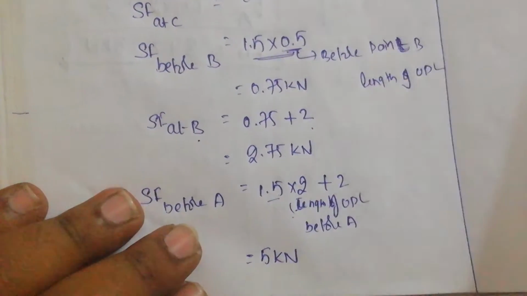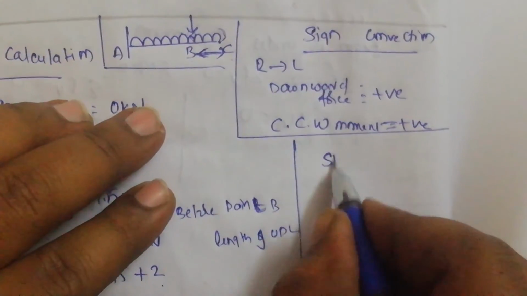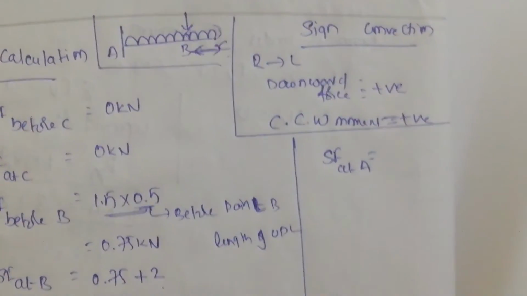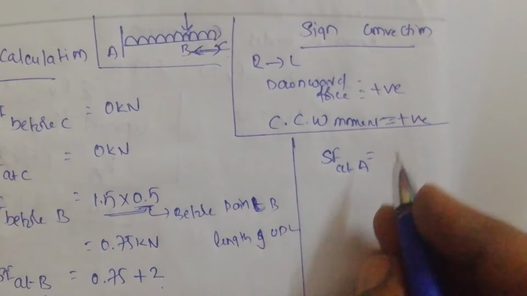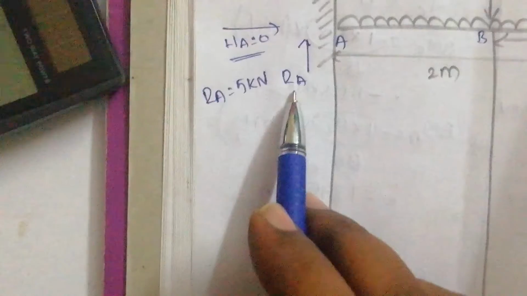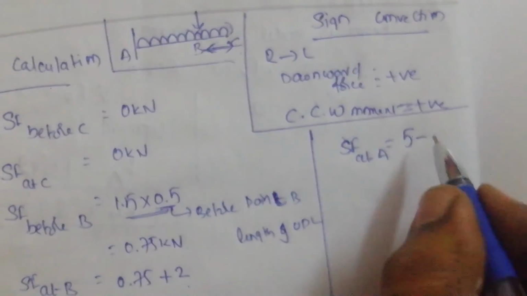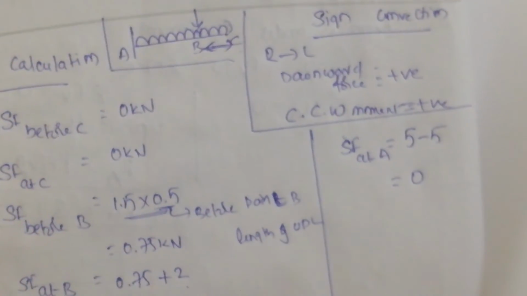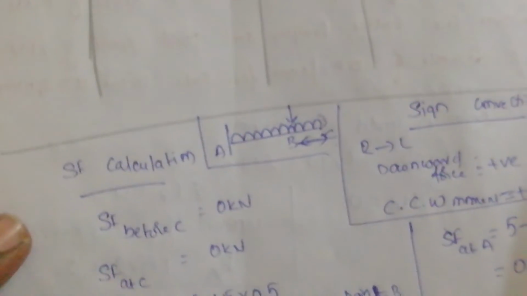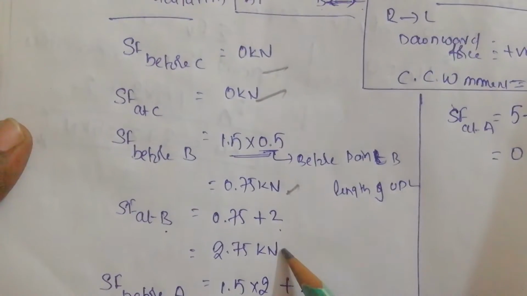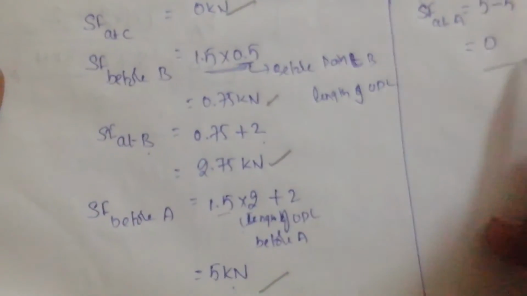Okay, so once we are done with this, we will solve for shear force at A. At A, we have to consider all the loads before A and at A. Before A it is 5, which is acting in the downward direction, minus at point A we have an upward reaction force. This is downward, that is upward, so minus. So what will be the answer? 0. So once you get this value 0, next you are getting 0.75, 2.75, next we are getting 5, next we are getting 0.